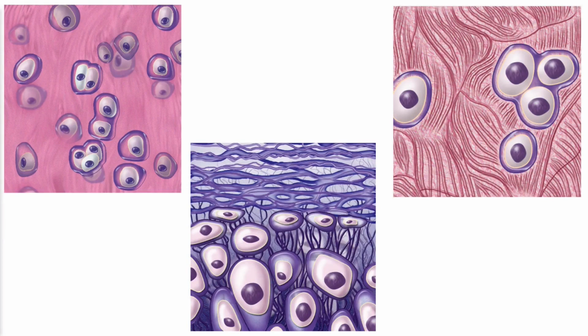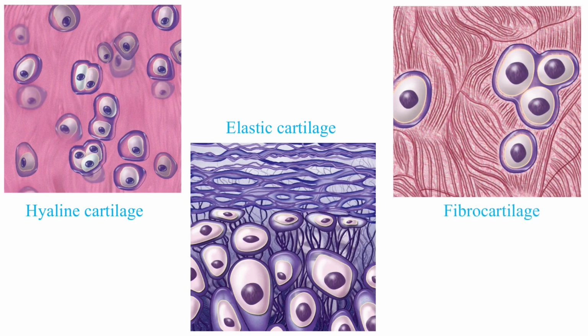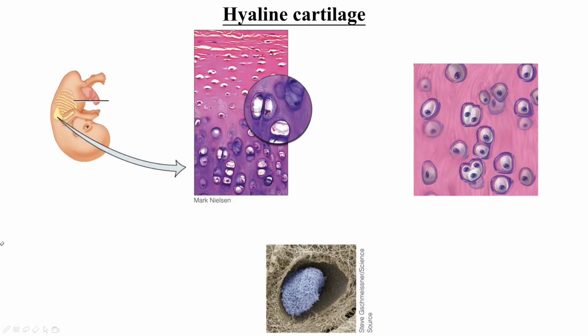In this lab, we are going to learn about a specific type of connective tissue called cartilage. The three types of cartilage are hyaline cartilage, elastic cartilage, and fibrocartilage. These can be a little confusing to differentiate between, so let's get a closer look at each individually. First is going to be hyaline cartilage.